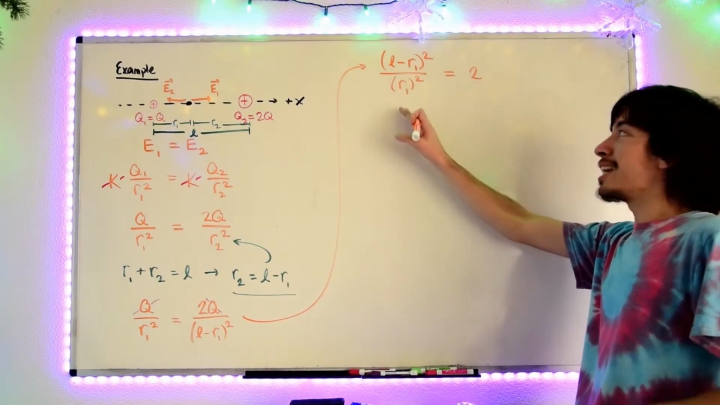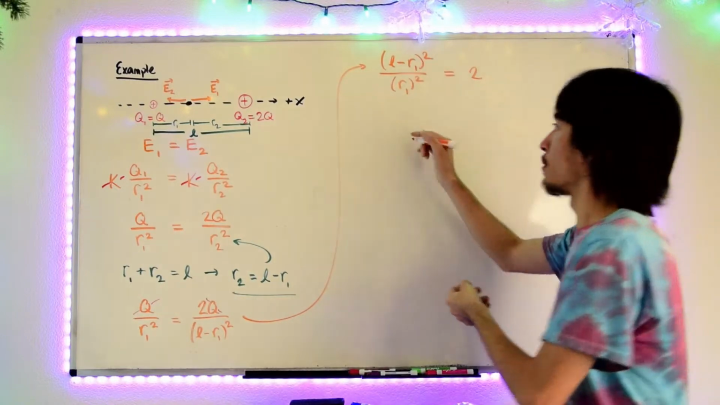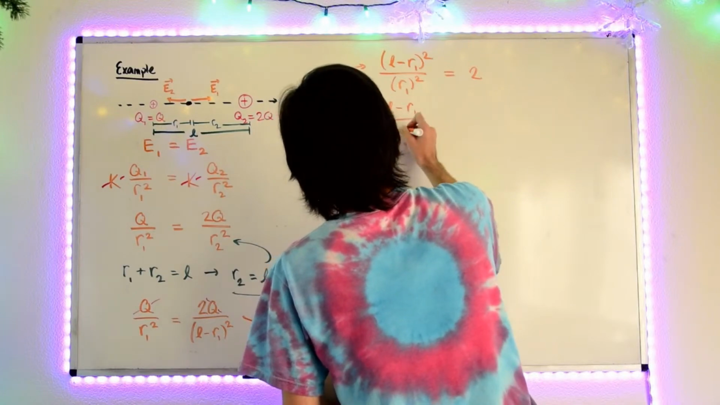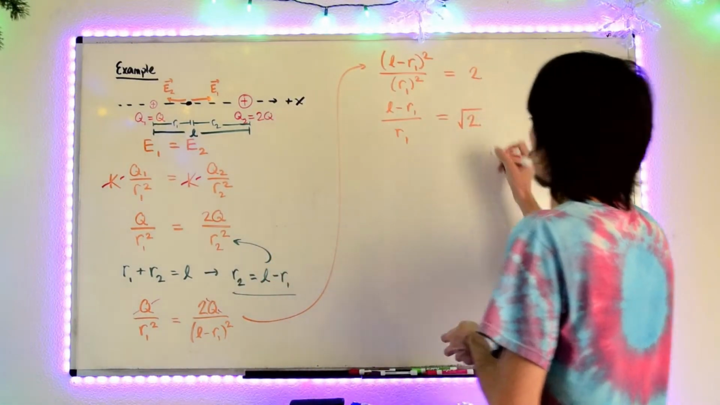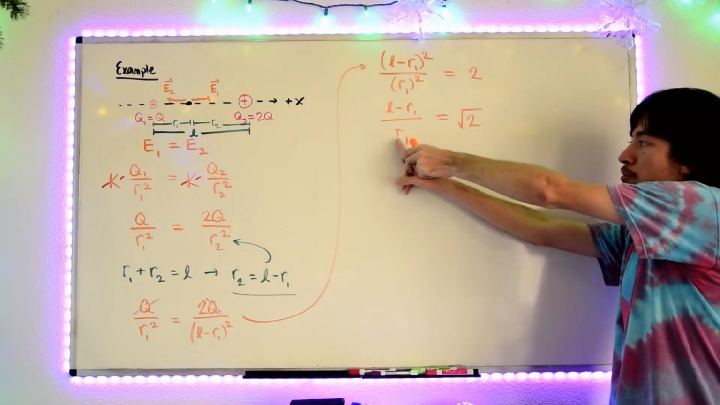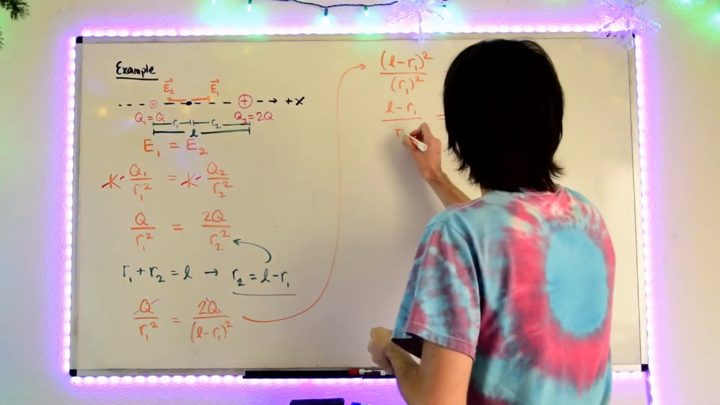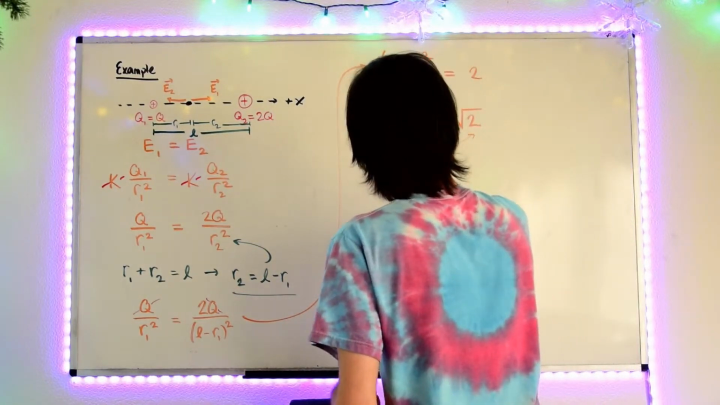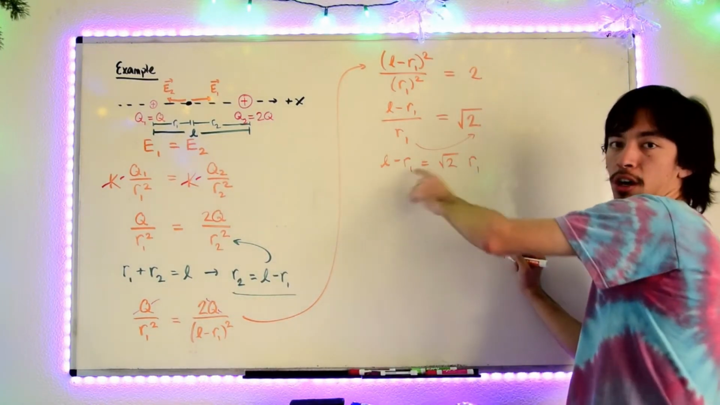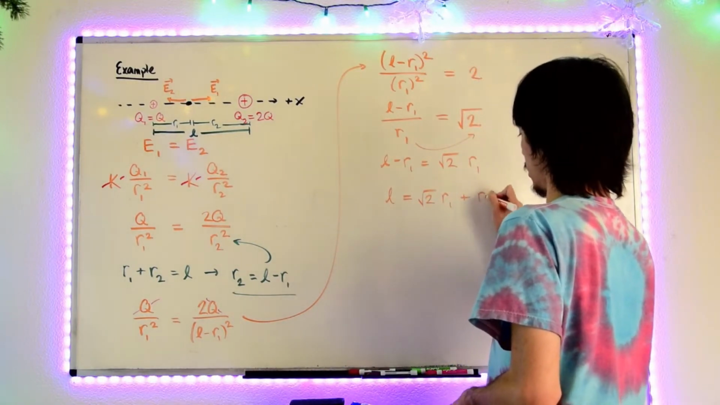Now, this is really easy. We can take the square root of the left side to get rid of our square problem, which is why you don't want to square it out. So if we square root it, it's L minus R1 over R1 equal to the square root of 2. So this is much easier now. All we're going to do is move the R1 back over and collect the terms with R1. So we have L minus R1 equals root 2 R1. We add the R1 over, so it's L equals root 2 R1 plus R1.